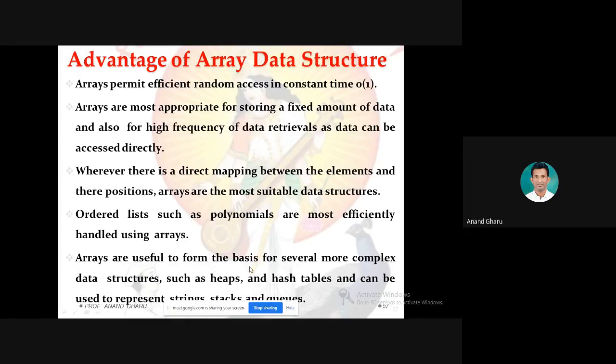Arrays are useful to form the basis for several more complex data structures such as heap and hash table. Heap and hash table are data structures which you may not know. तुम्हाला माहित नसतील heap and hash table, but these are data structures which we are going to study in unit number 6. But just keep in your mind, in heap or hash table, we can use the array data structure.